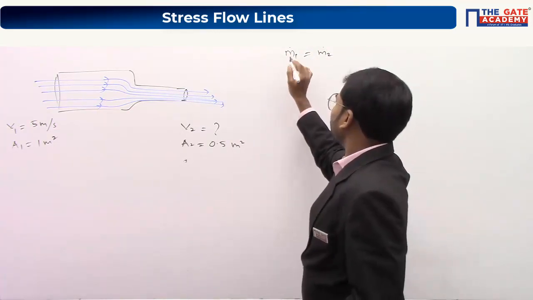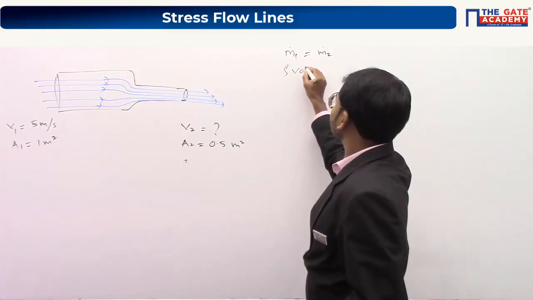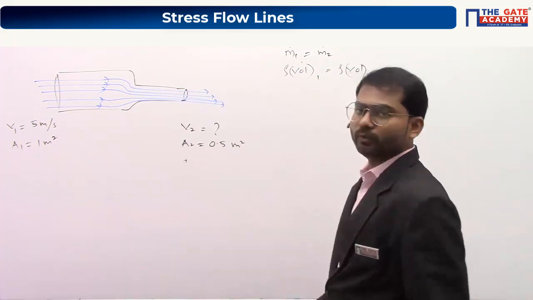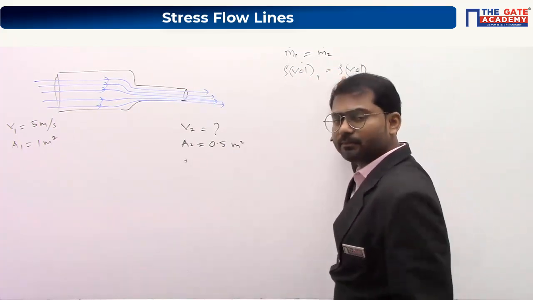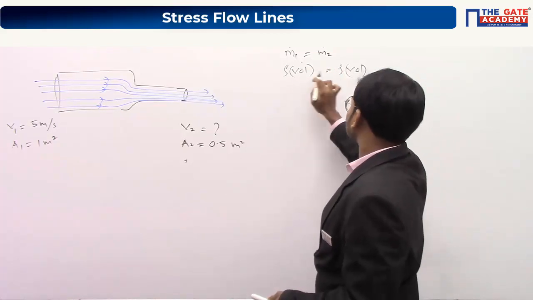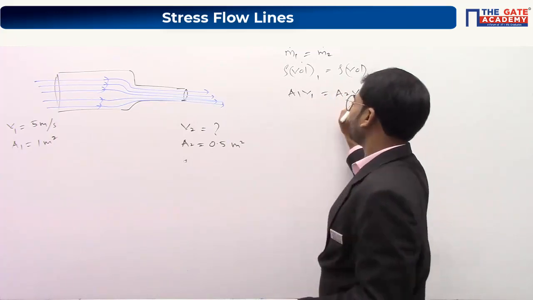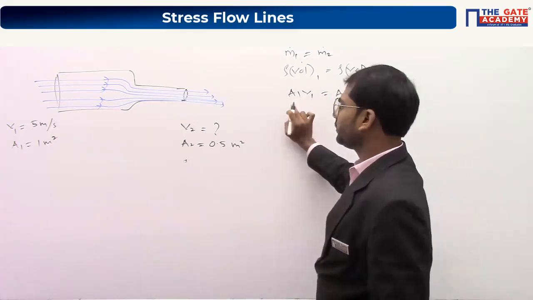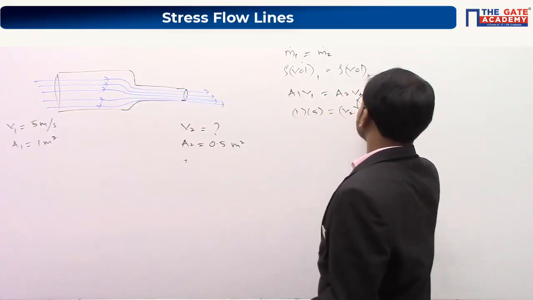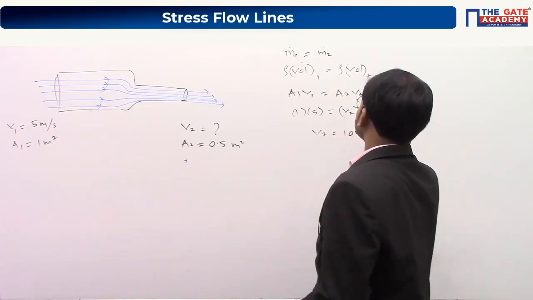Mass flow rate is nothing but density into volume flow rate. So rho into volume flow rate 1 is equal to rho into volume flow rate 2. Density rho is the same on both sides because we consider liquids to be incompressible. So volume flow rate 1 is equal to volume flow rate 2. It is nothing but A1 V1 is equal to A2 V2: area into velocity is equal to area into velocity. A1 V1 is 5 into 1, so this becomes V2 into 0.5. So V2 will become 10 meters per second.